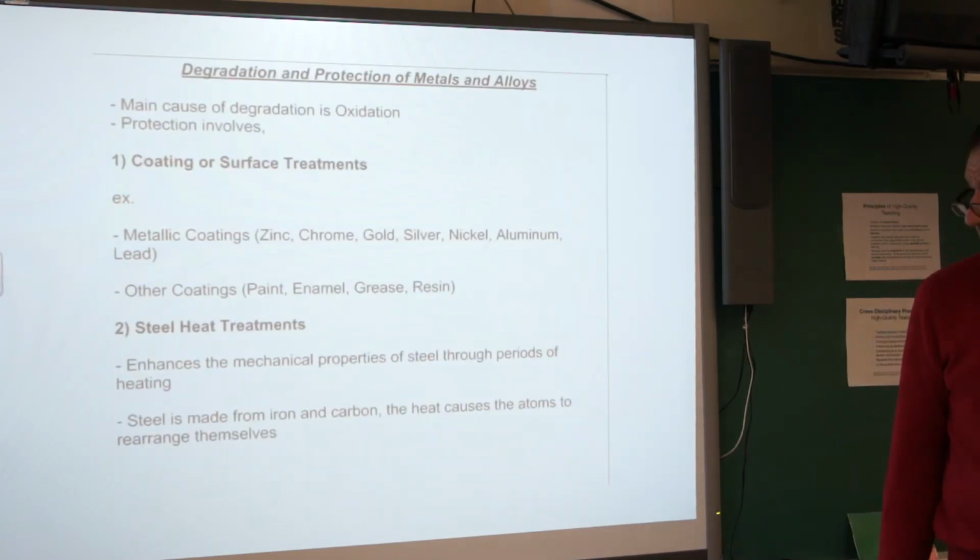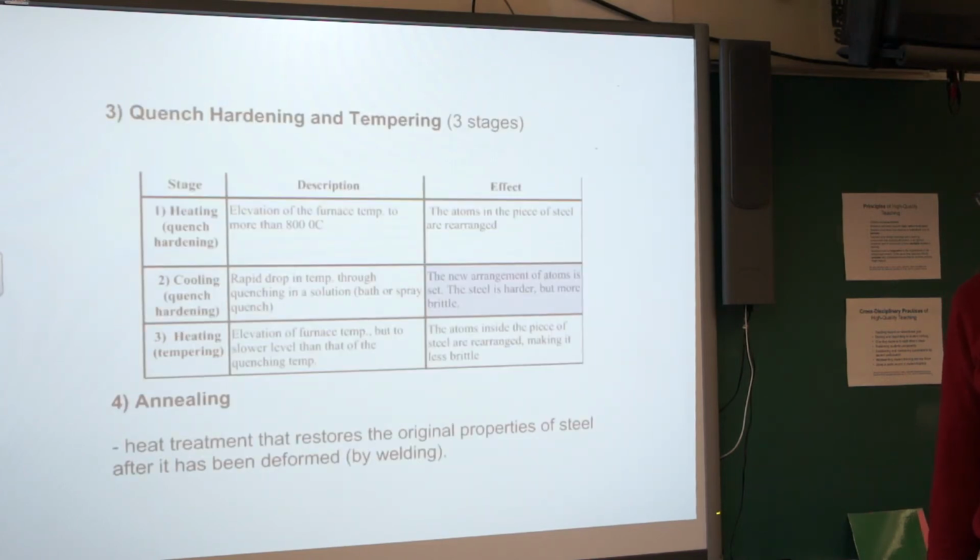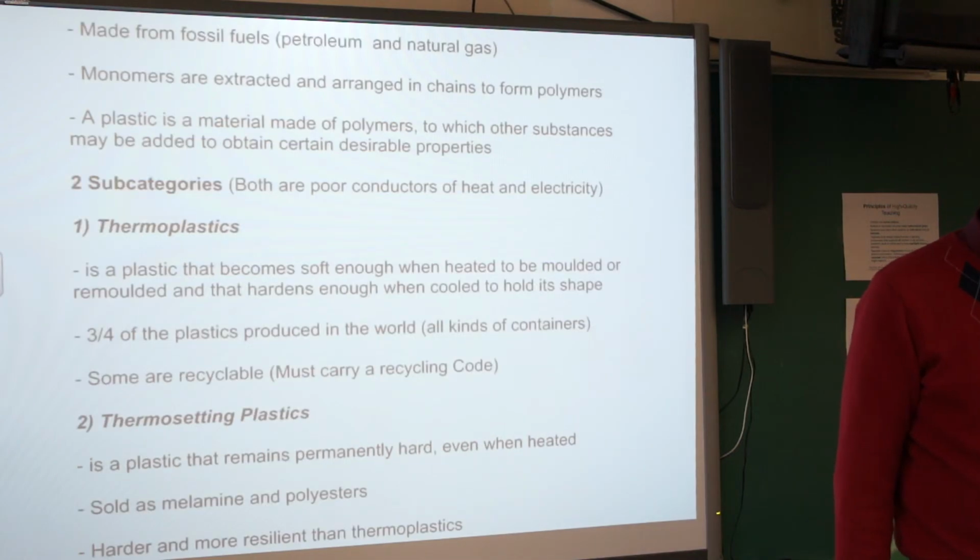They could be protected, or they could be enhanced using steel heat treatments, such as quench hardening and tempering, in which the steel is heated to high temperatures, then cooled, then heated again to rearrange the atoms, as well as annealing, which restores original properties of steel once it's been deformed, such as by welding.